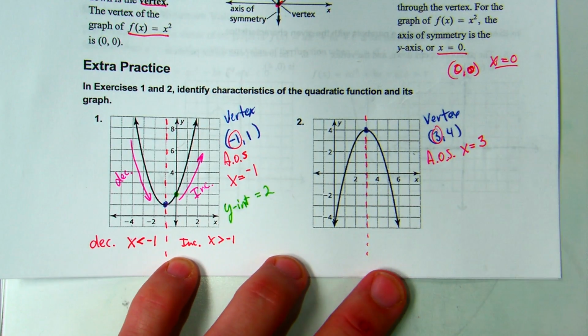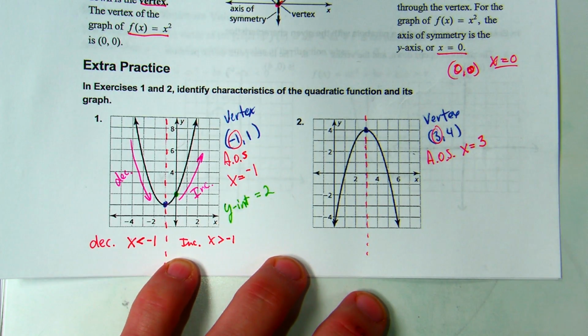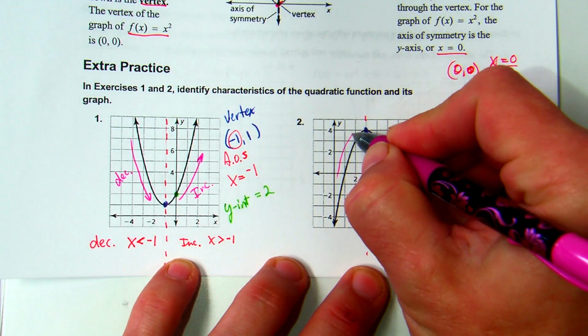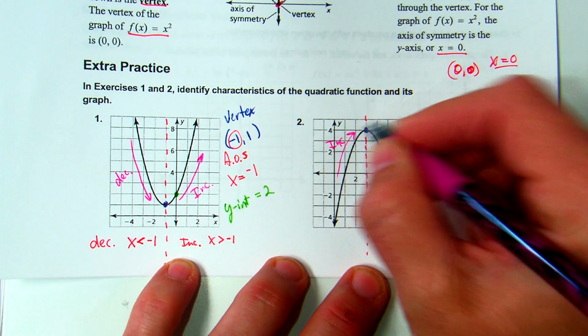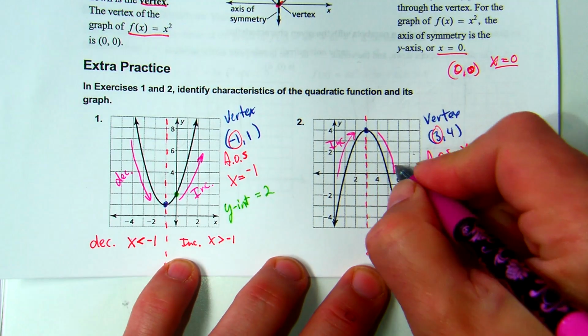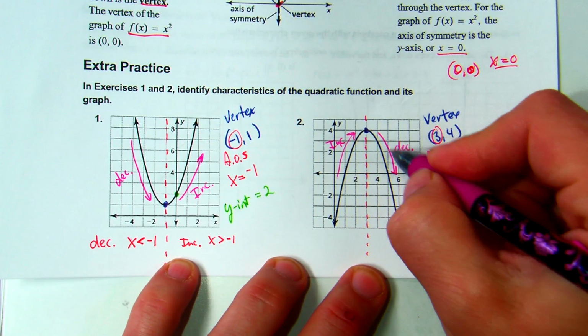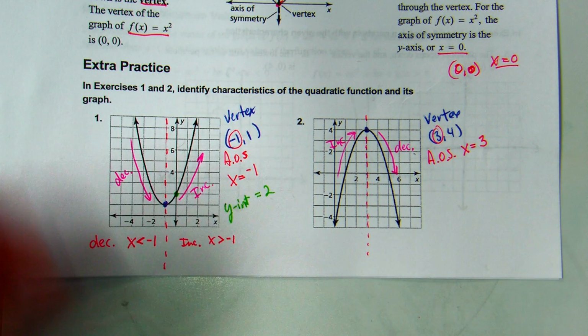At this point, we don't know exactly where it's going to cross down here on the y-axis, so we're not going to be too concerned about that. Where's this thing increasing and decreasing? Well, it's increasing on the left side here before it gets to the vertex, and it's decreasing on the right side of the vertex as we go from left to right. All right, let's turn the page.